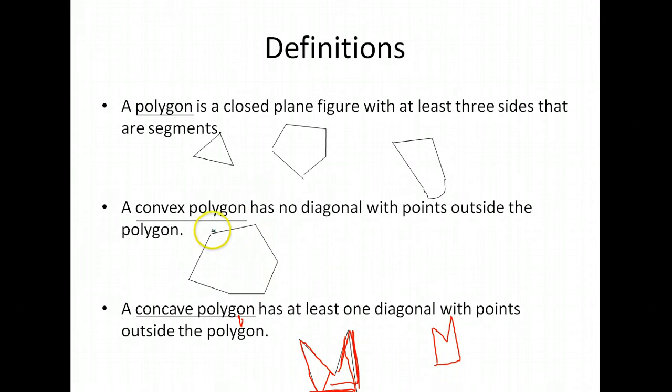Another way to think of it is all of the corners are pointing outward away from the middle of the figure. Concave means you have at least one diagonal that's outside of the polygon. So for this example here, notice the diagonal means to go from vertex to vertex. If I drew that diagonal, it would be completely outside of the figure. Okay, the other way you can think about it is it will have at least one corner caved in or pointing in towards the middle of your figure.